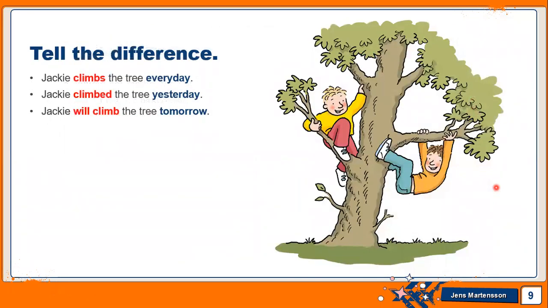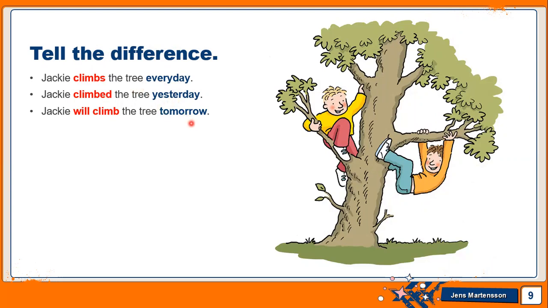I have three sentences here in front of you. Let's read them together and find the difference. The first one says, Jackie climbs the tree every day. Jackie climbed the tree yesterday. Jackie will climb the tree tomorrow. Already you can see that these sentences are almost similar, but some words are written differently and these words are changing the meaning. I have the words that are colored in red and the words that are colored in blue. These are the different words.